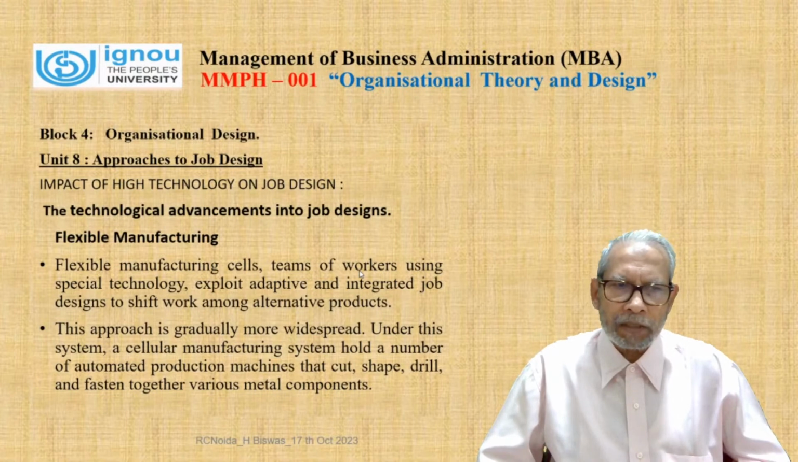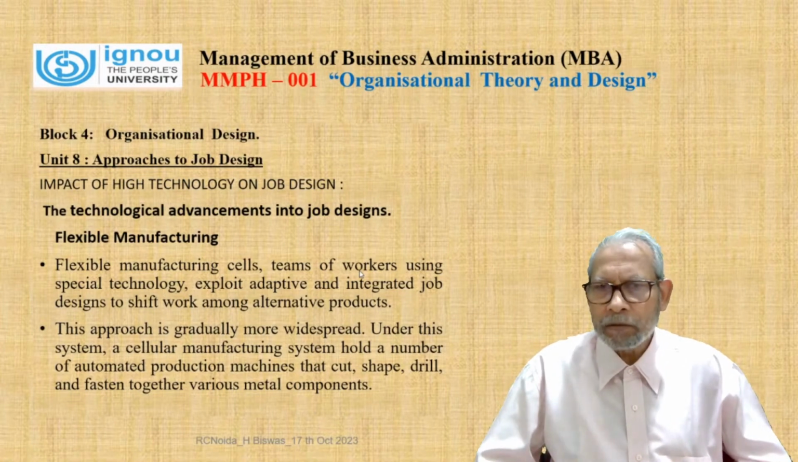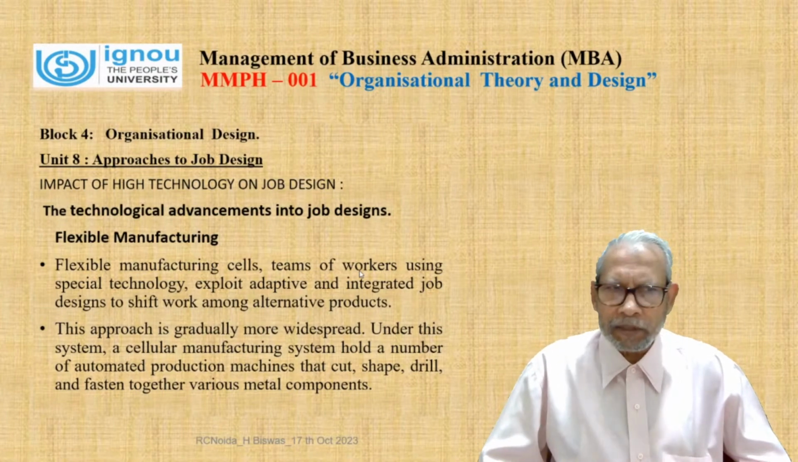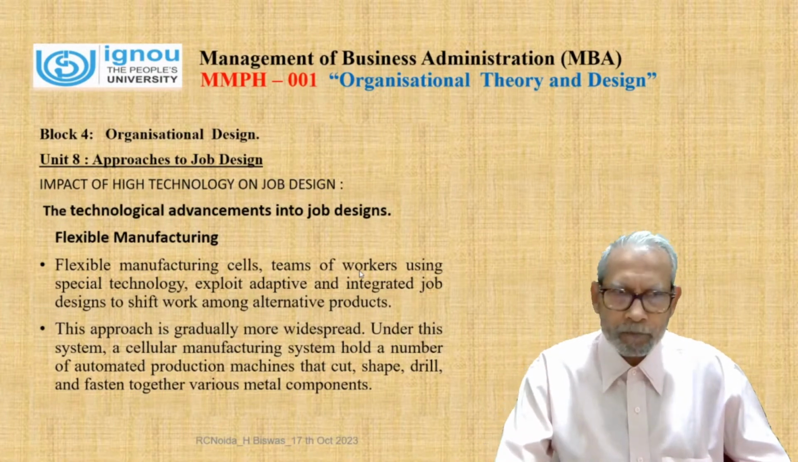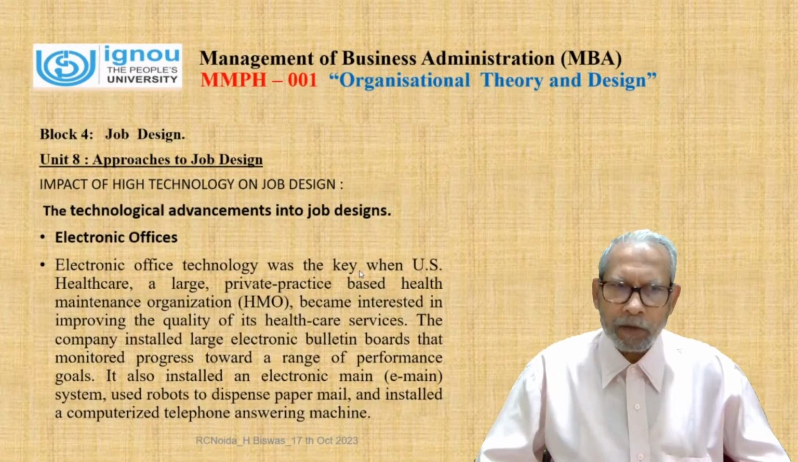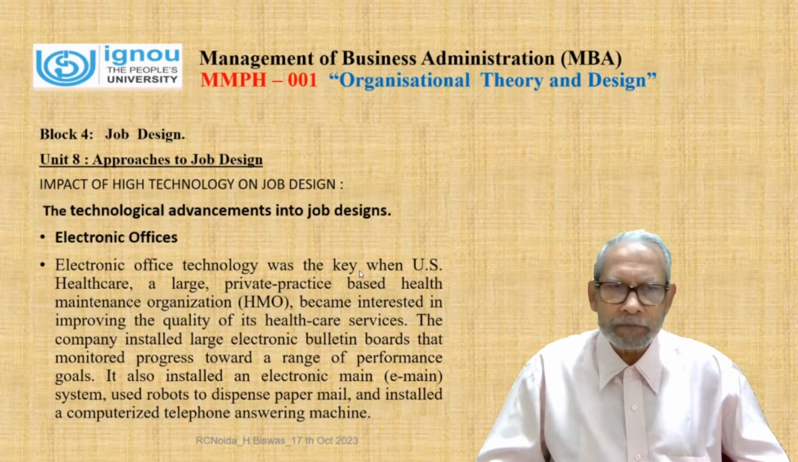This approach is gradually becoming more widespread. Under this system, a cellular manufacturing system is a whole number of automated production machines that cut, shape, and fasten things together. Various metal components can be handled one by one automatically, and different flexibility can be achieved. Then electronic offices, as you know, are highly technical.